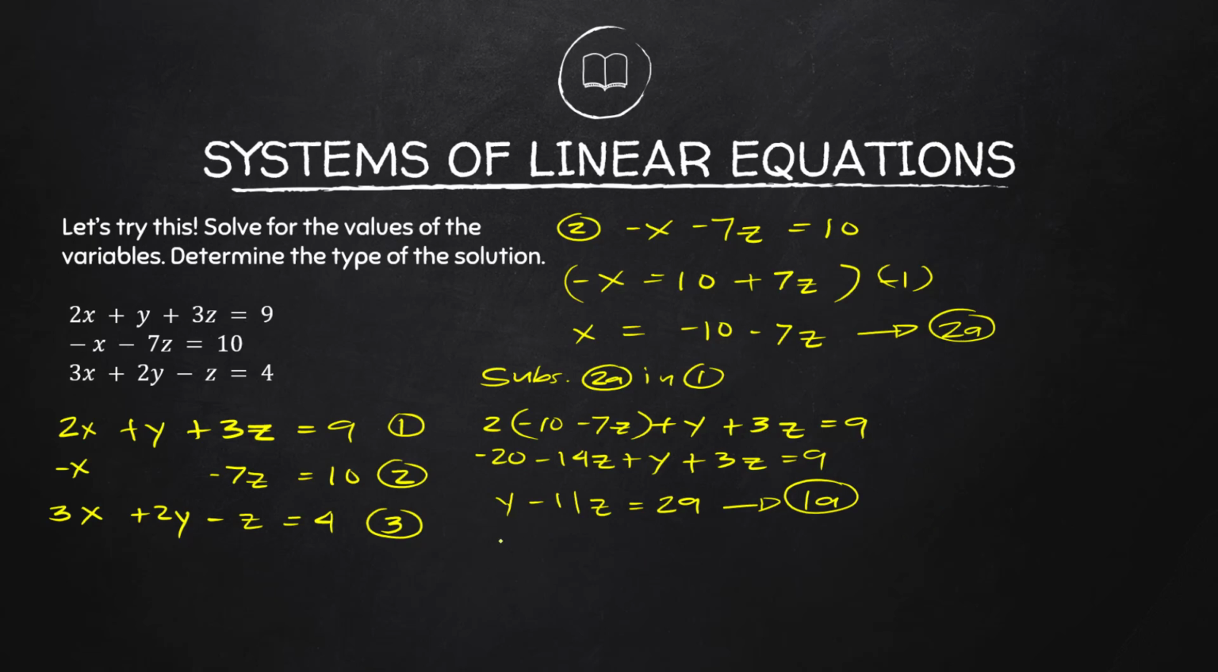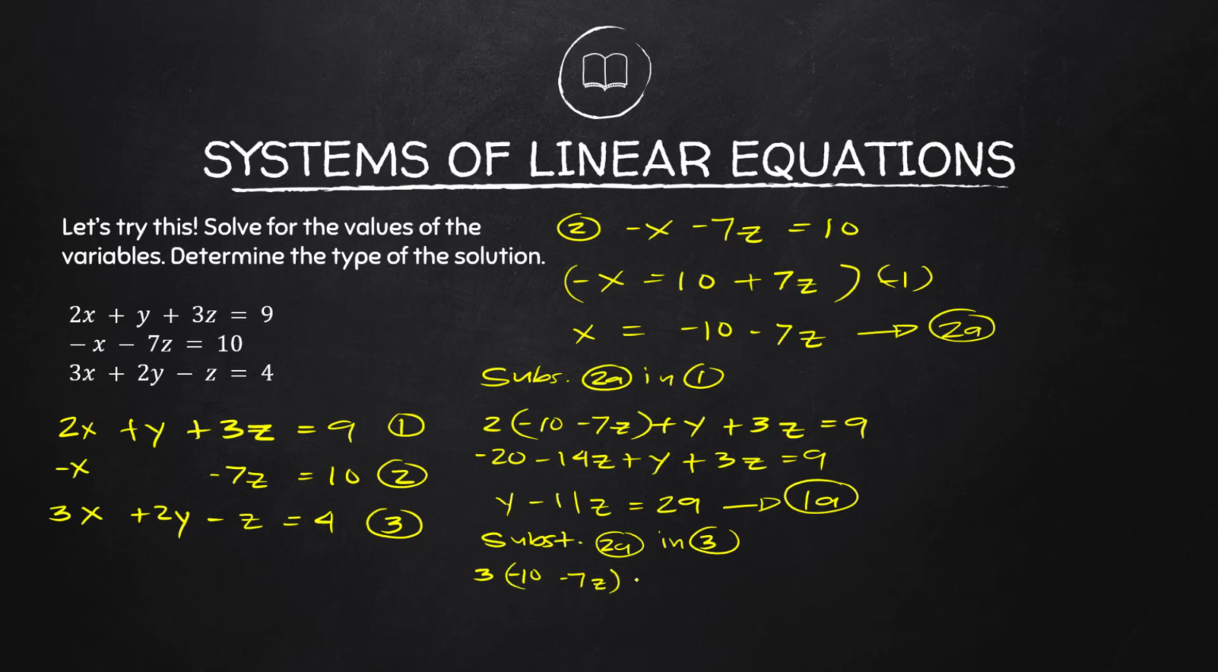And then next, let's substitute equation 2a in equation 3. So for this one, we have 3x, but remember that x is equal to negative 10 minus 7z. So let's just copy it: 3 times negative 10 minus 7z.